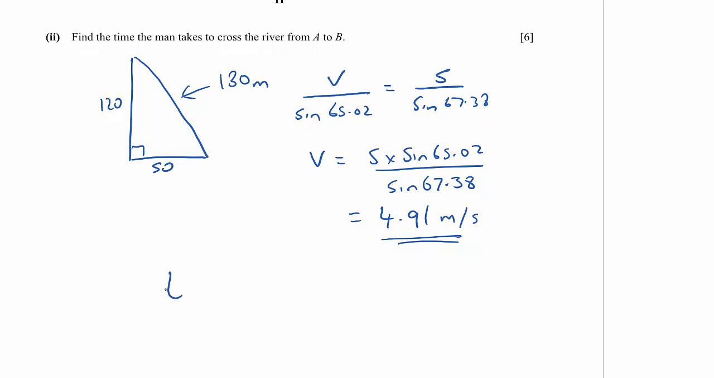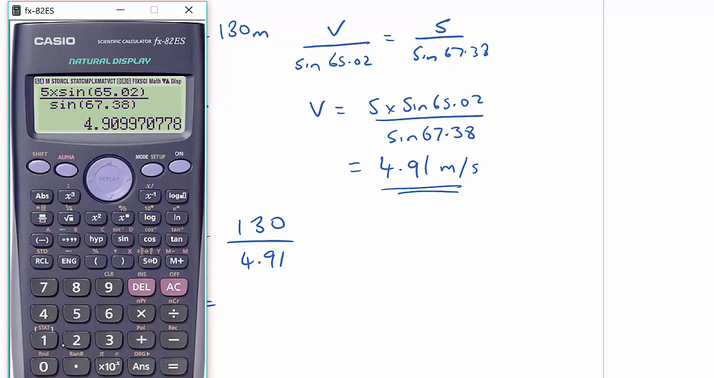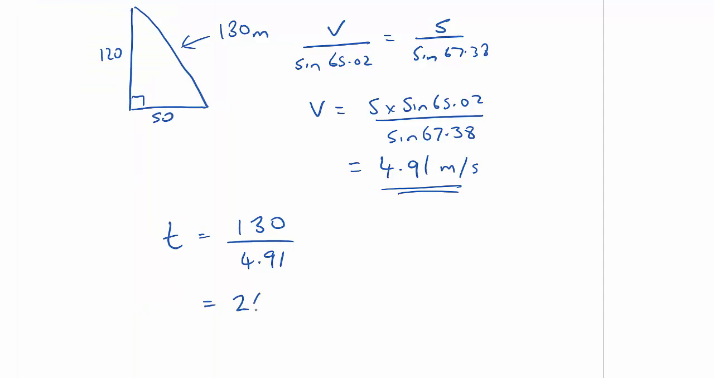And so the time taken is just going to be that divided by that. The distance divided by the speed. So we've got 130 divided by my last answer. And that's 26.5 seconds, correct to 1 decimal place.